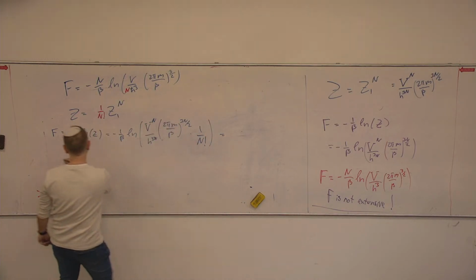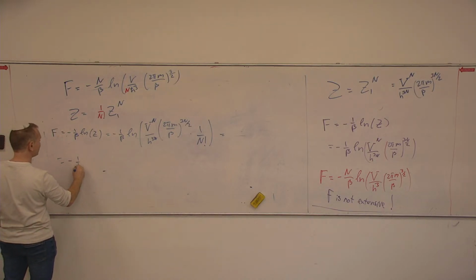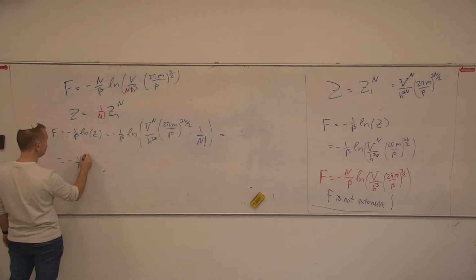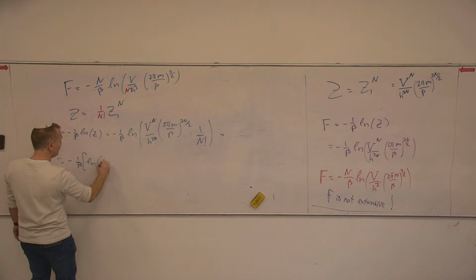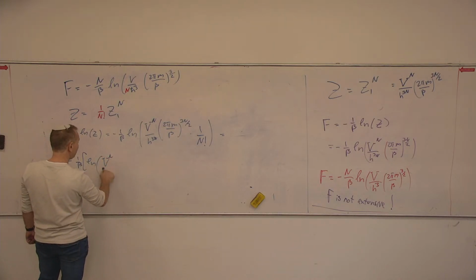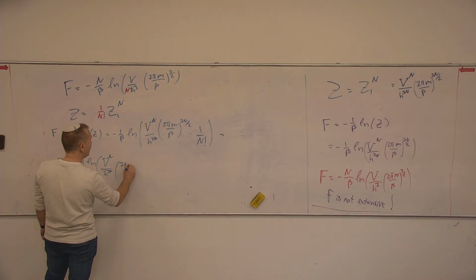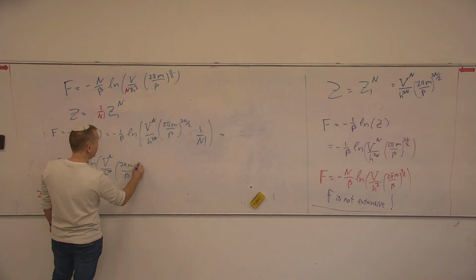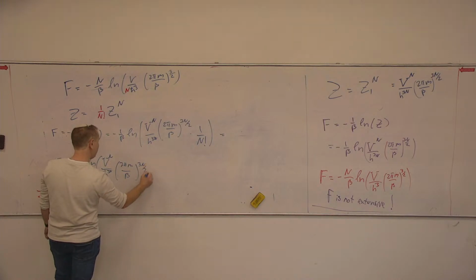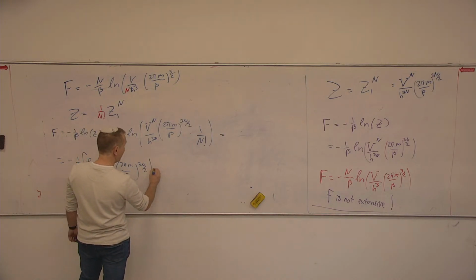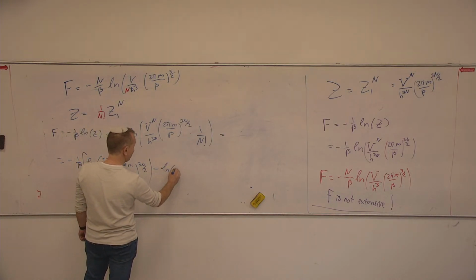Okay, so we'll split it. We have minus 1 over beta log of V to the power n, divided by h to the 3n, times 2 pi m divided by beta to the 3n over 2, minus log of n factorial.